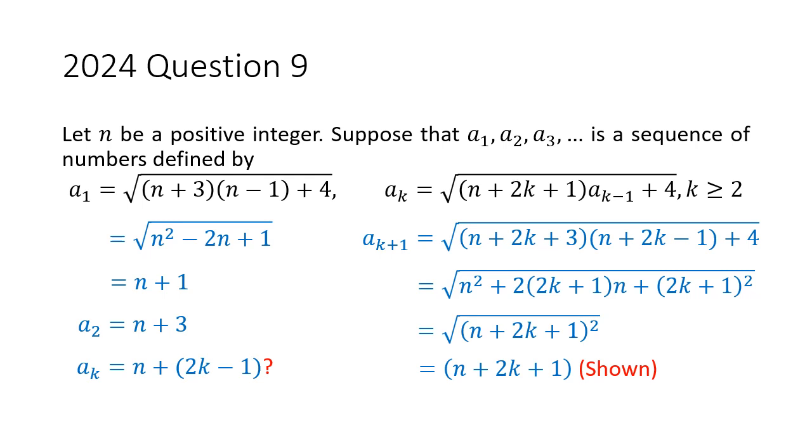So this pattern is going to continue. So it's going to be n plus 5, n plus 7, n plus 9, all the way. By the time you reach A100, the 100th term, it will be n plus 199. And we are told that it's equal to 2024. Therefore, n must be 2024 minus 199, which is 1825, and that's our final answer.